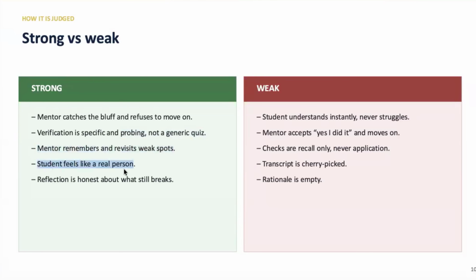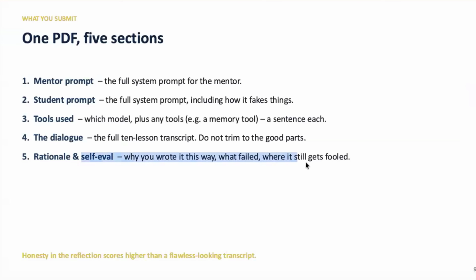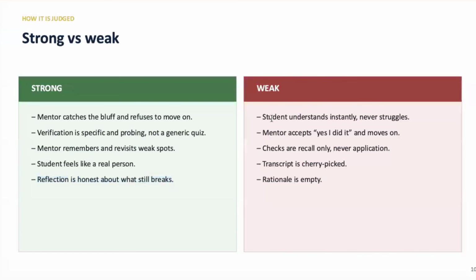Student feels like a real person, and reflection is honest about what still breaks. Reflection is the last point from here, so this one. And the weak work would be if the student understands instantly. So you give a big paragraph about how to, I don't know, multiply 2 matrices, and then the student immediately says, "Yeah, okay, I understood it." Of course, this is strange, right? So you would say it may not happen.